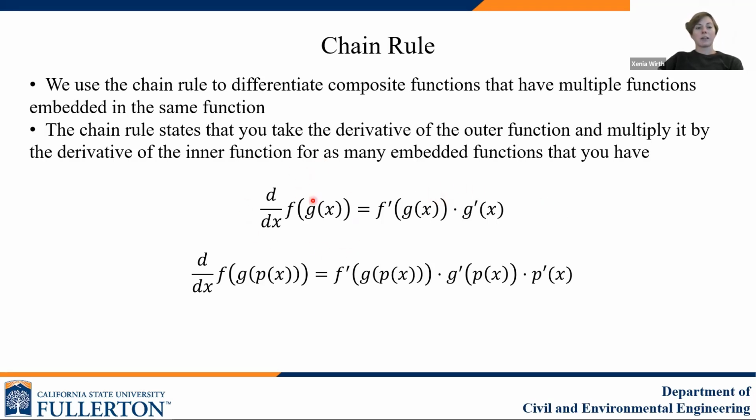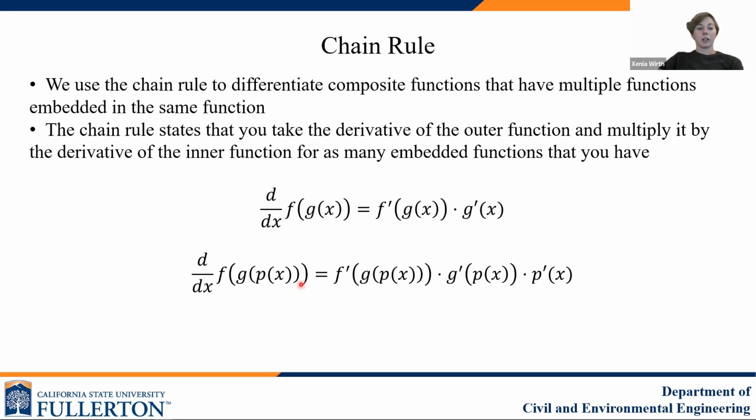In this case, we have f of g of x. So g of x is embedded in the function for f of x. The derivative of that would be f prime of g of x, where you keep g of x where it is, and you take the derivative of the outer function multiplied by the derivative of the inner function.